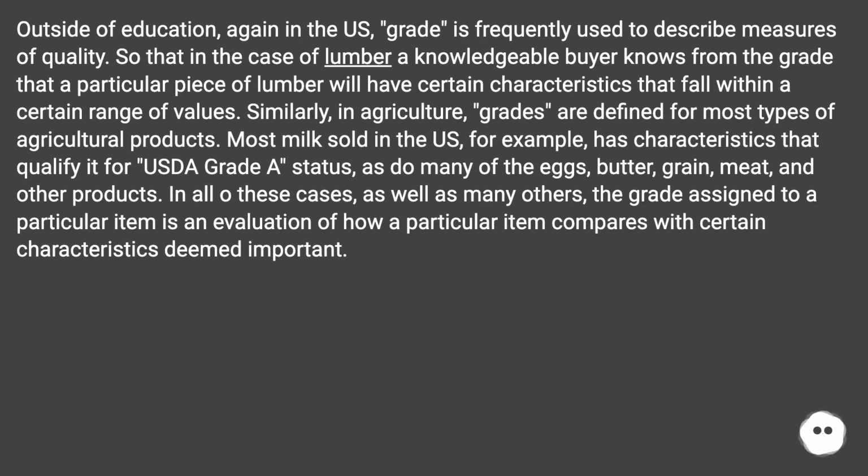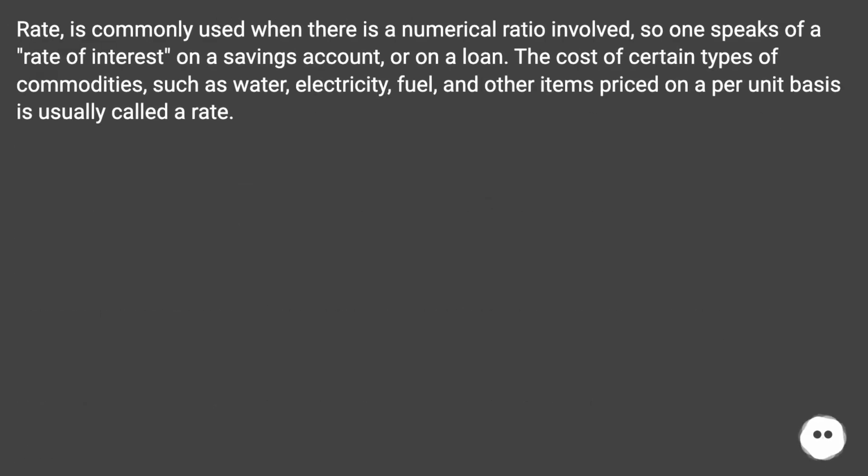In all of these cases, as well as many others, the grade assigned to a particular item is an evaluation of how a particular item compares with certain characteristics deemed important. Rate is commonly used when there is a numerical ratio involved, so one speaks of a rate of interest on a savings account or on a loan. The cost of certain types of commodities, such as water, electricity, fuel, and other items priced on a per unit basis is usually called a rate.